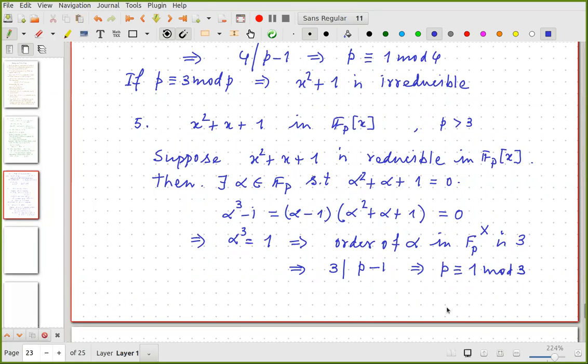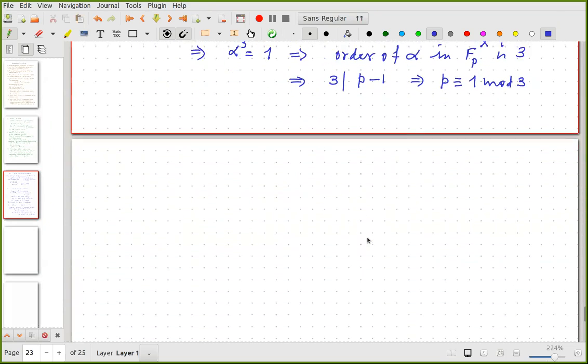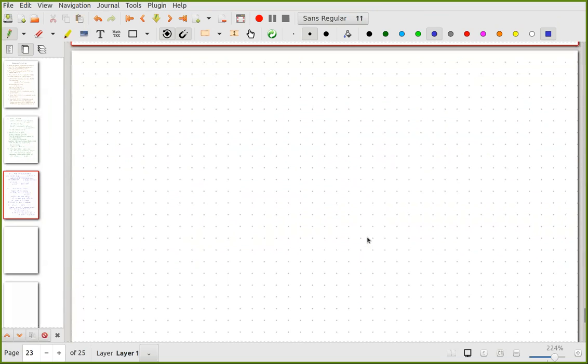So if we simply avoid this condition, we just take a p which is 2 mod 3, then this will become irreducible, and that is the polynomial. That's the situation we looked at. So I would just switch to the last problem.